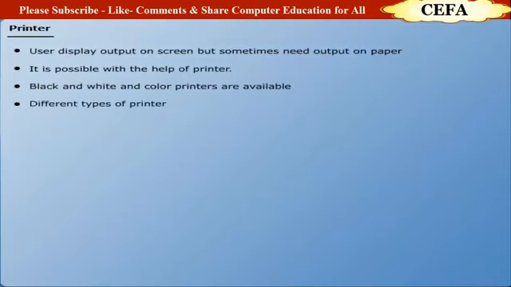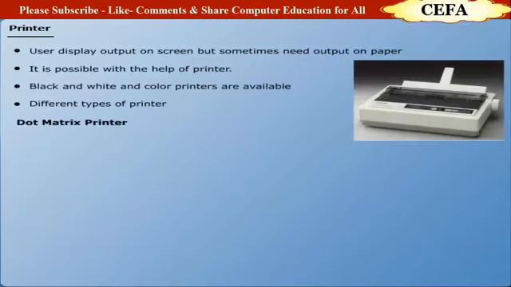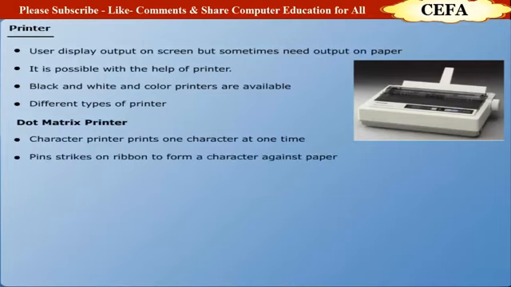For example, dot matrix printer. Dot matrix printers are character printers, which print one character at a time. It uses pin strikes on ribbon to form characters against paper.